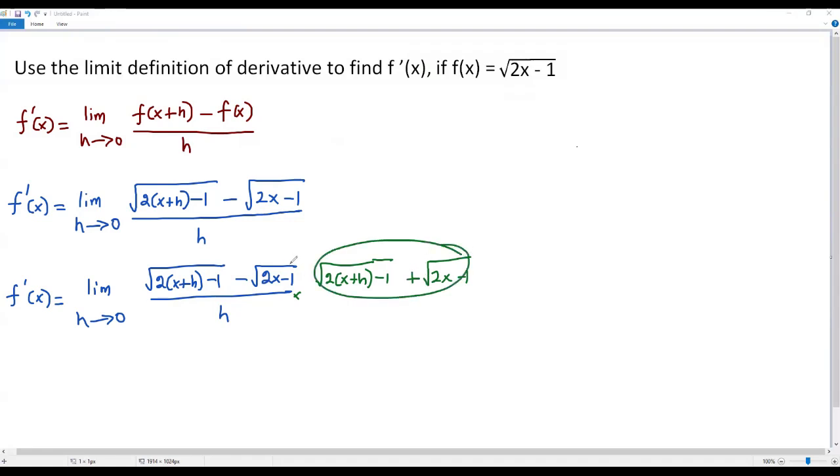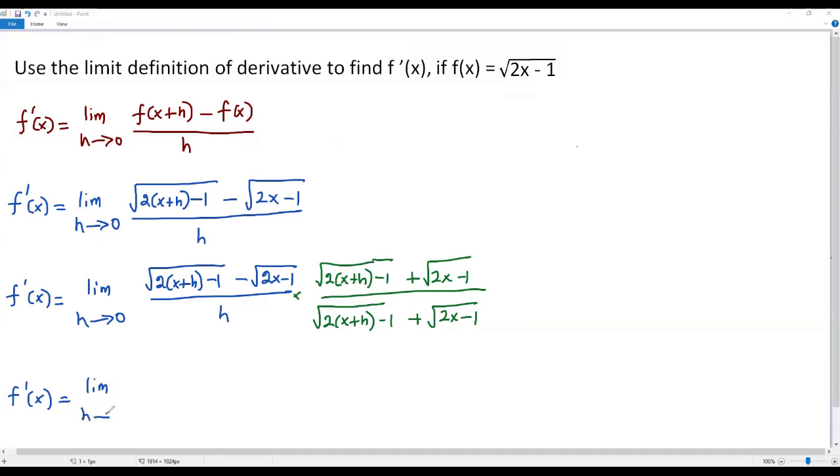So this is the conjugate of this one. So the denominator also has to be multiplied by the same conjugate, that is square root of 2 times (x + h) - 1 + square root of 2x - 1. Okay, now let me continue. f'(x) is equal to the limit as h tends to 0.